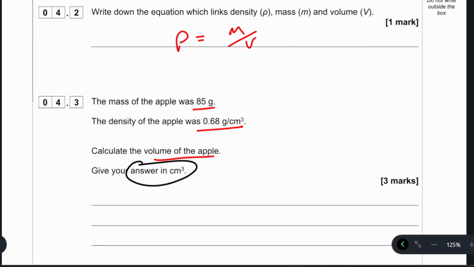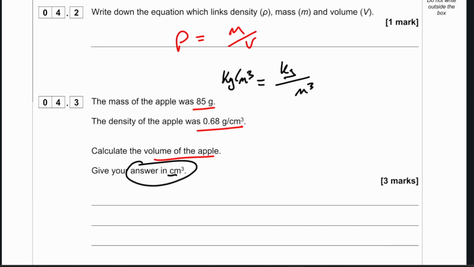So in this equation, generally the mass is in kilograms and the volume is in metres cubed. And we tend to get an answer for density in the units of kilograms per metre cubed. Now in this case, because we want the answer in centimetres cubed, we don't need to convert anything because what we have is a mass in grams.